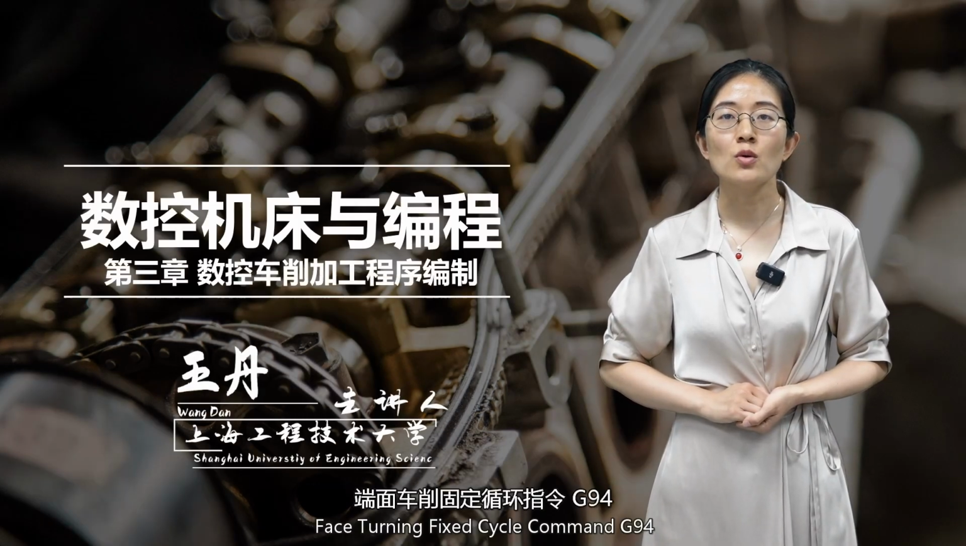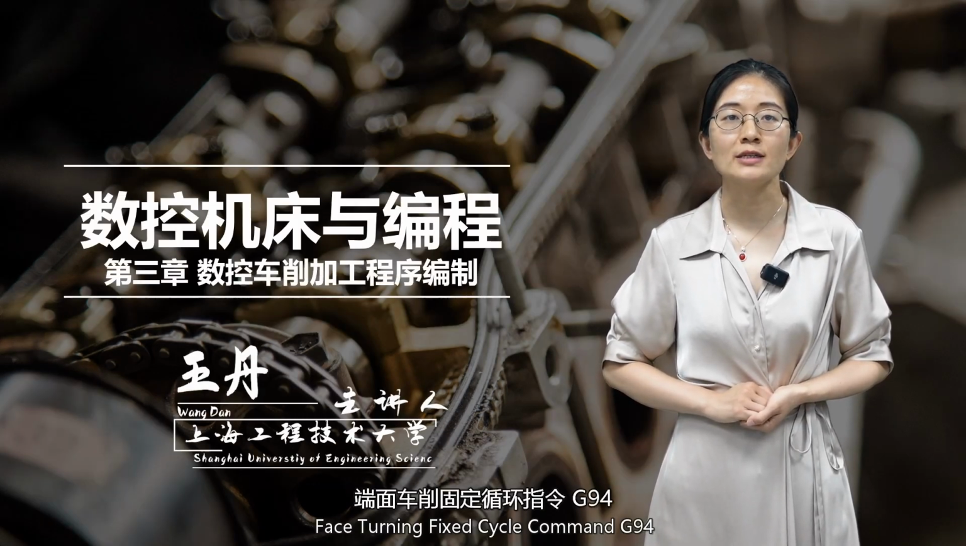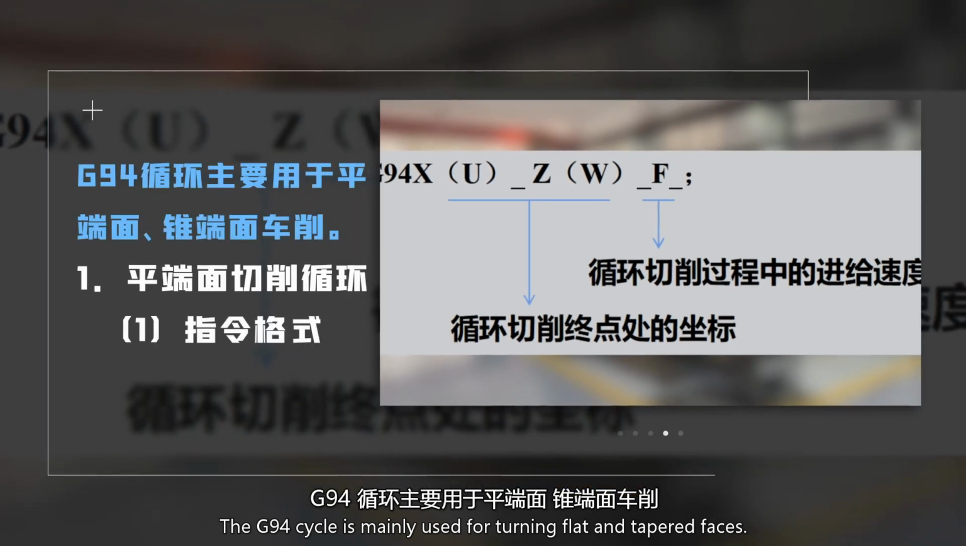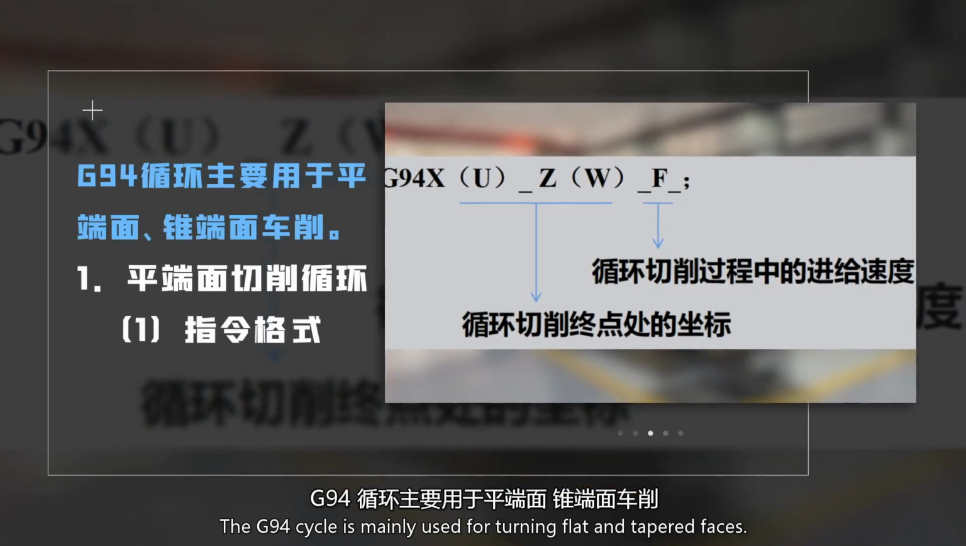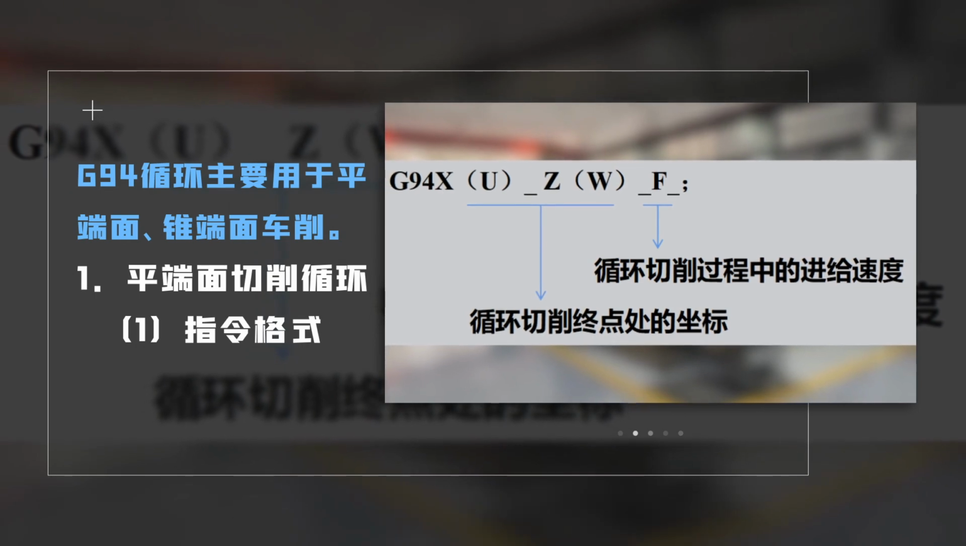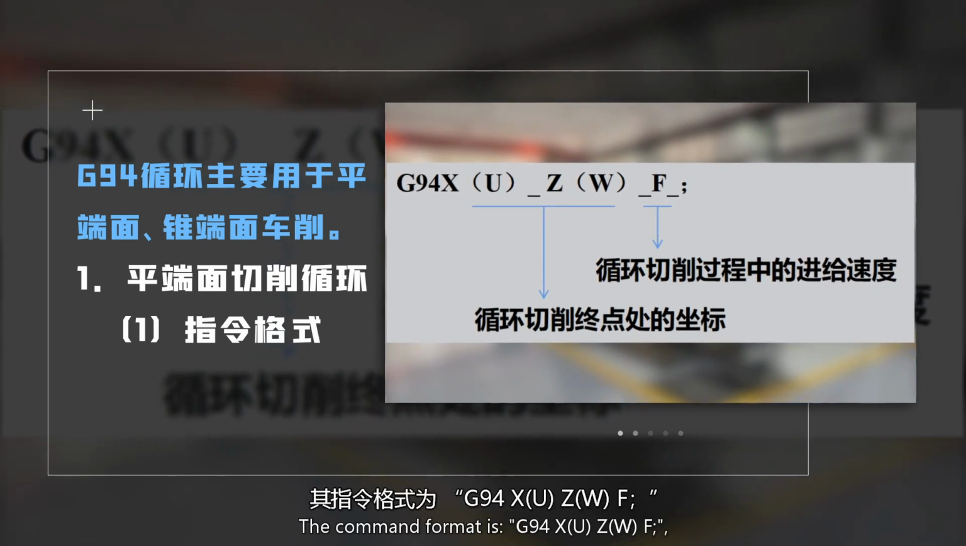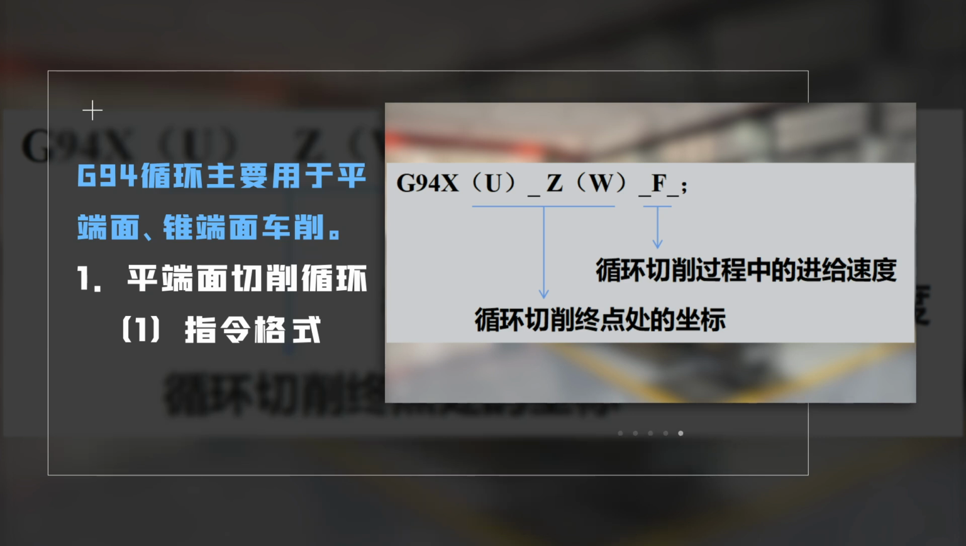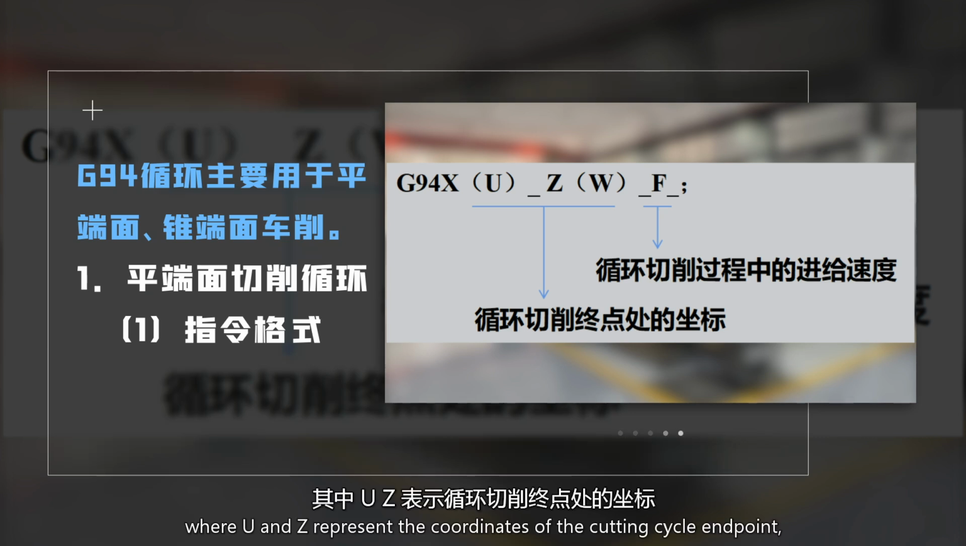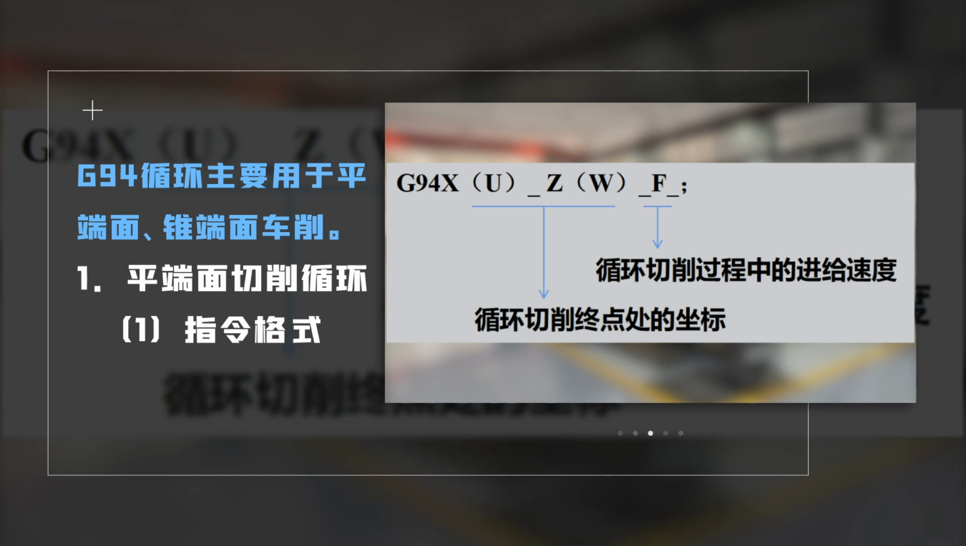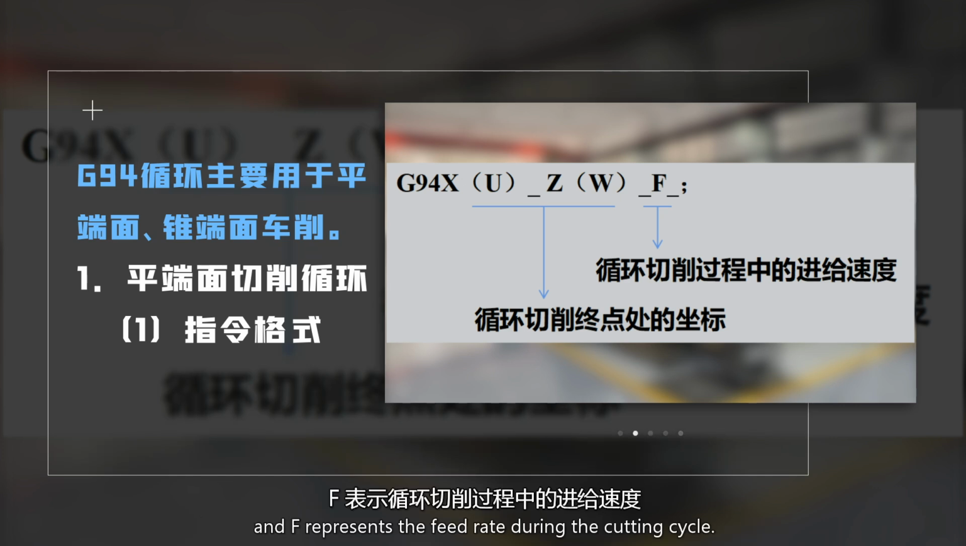Face turning fixed cycle command G94. The G94 cycle is mainly used for turning flat and tapered faces. The command format is G94 X(U) Z(W) F, where U and Z represent the coordinates of the cutting cycle endpoint, and F represents the feed rate during the cutting cycle.